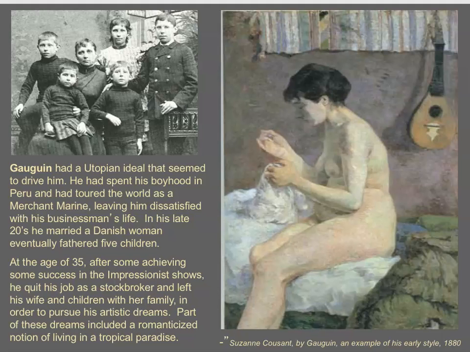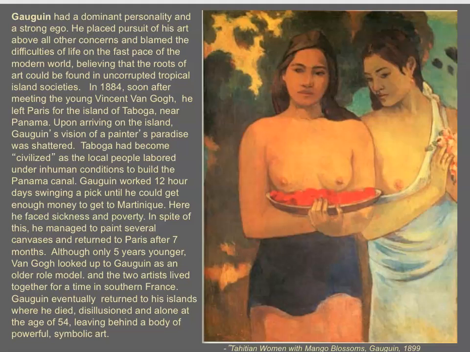Now, part of this ideal was that he had a romanticized notion of what a tropical paradise might look like. So he went off to Tahiti. He went in search of that paradise. He had a dominant personality, and he had a very strong ego, and he put the pursuit of his art above all other concerns. So all the problems that he felt came his way in life were blamed on this lack of tropical paradise. So he went to the south of France, and he met Van Gogh, and they lived together for a time. But then he left Paris and he went to the island of Tobago, near Panama.